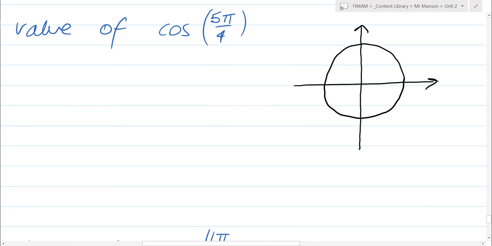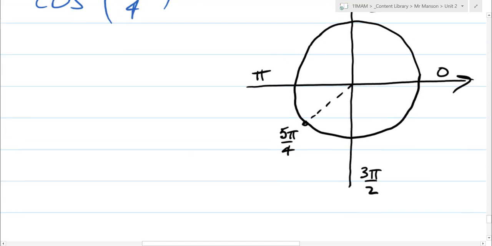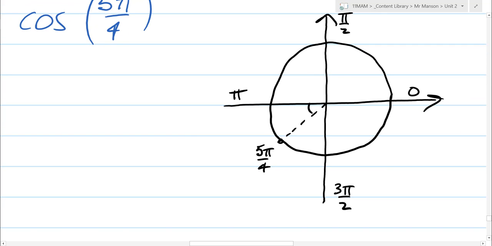5 pi on 4. So if I go around and mark all these, 0, pi on 2, pi, 3 pi on 2. 3 pi on 2 is the same as 6 pi on 4, which is beyond 5 pi on 4. Pi is the same as 4 pi on 4. So 5 pi on 4 is here. That's 5 pi on 4. And you'll notice here that 5 pi on 4, if I draw this little angle in there, that is pi on 4. So now I'm going to backwards design the equivalency of the angles to get it into the first quadrant so I can go back and use my exact values.